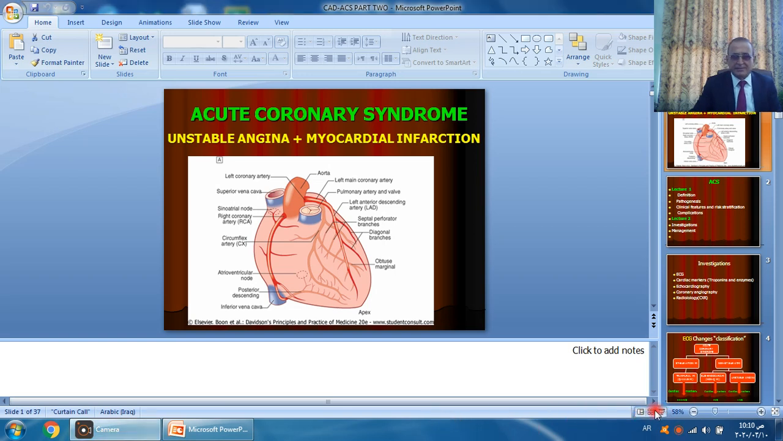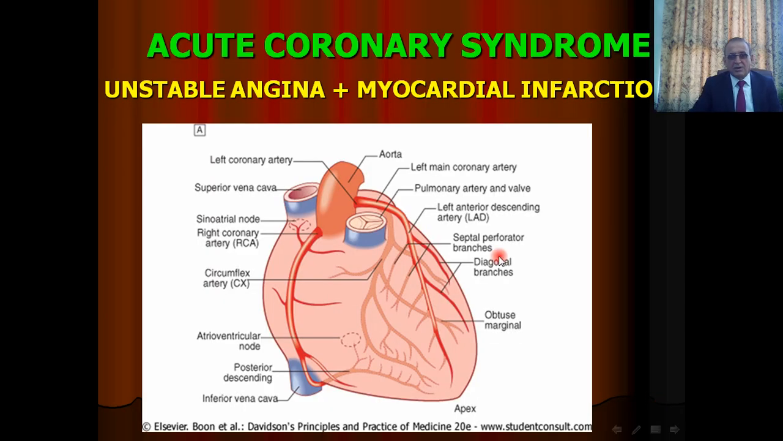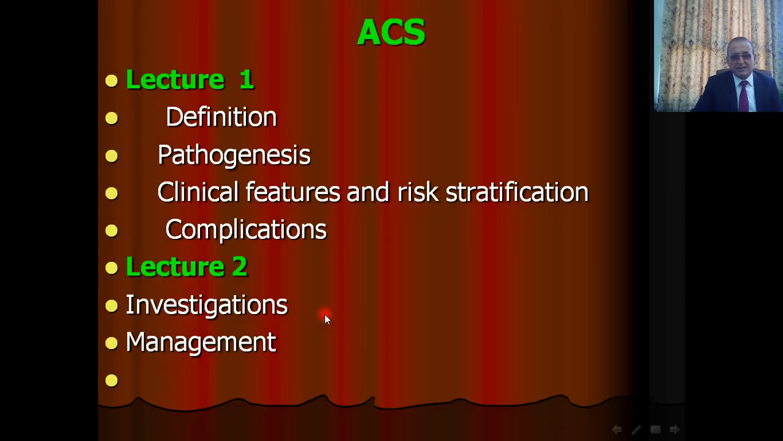Hello again, everybody. Today we will continue the talk on acute coronary syndrome that included unstable angina and myocardial infarction. Just to remind you, the coronary arteries are mainly the left coronary artery that divides into left anterior descending and the circumflex, and the right coronary artery. These are the main three coronary arteries, and we have secondary branches like obtuse, marginal, septal, diagonal, posterior, descending.